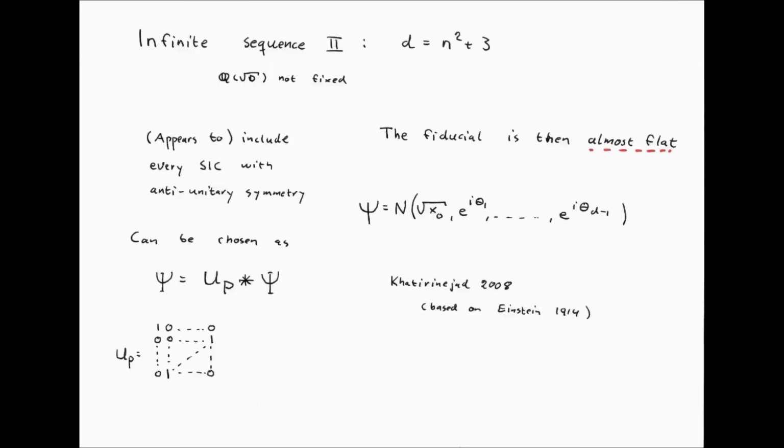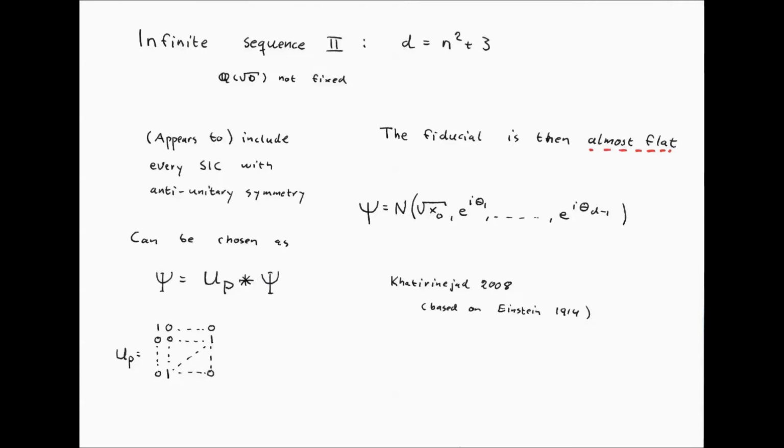That was the first infinite sequence, and here comes the second, which has produced more results. So here we focus on dimensions for some reason that are of the form n squared plus 3, which means that we're going to use different real quadratic fields in the sequence. So the D, capital D, is not fixed.